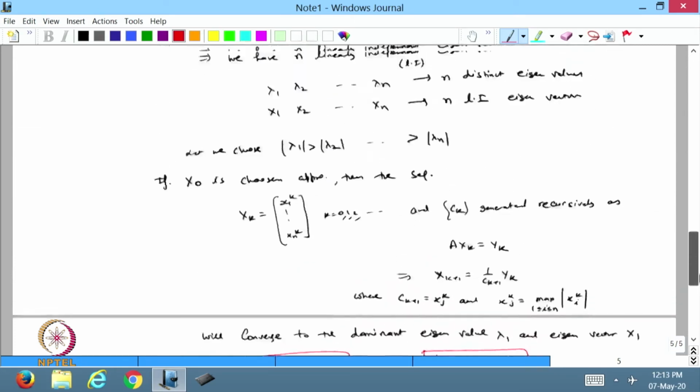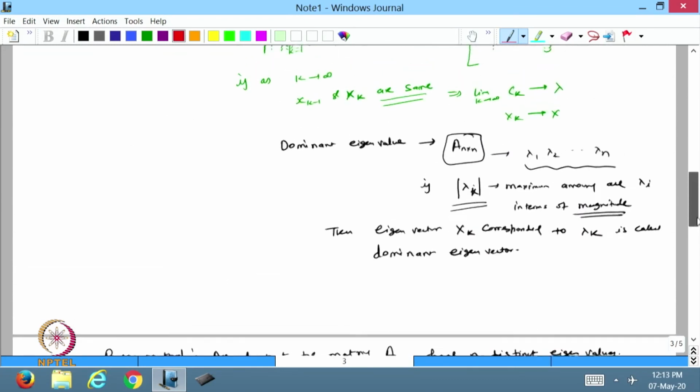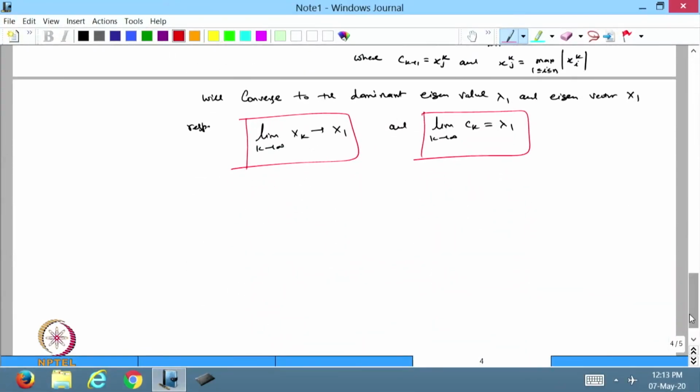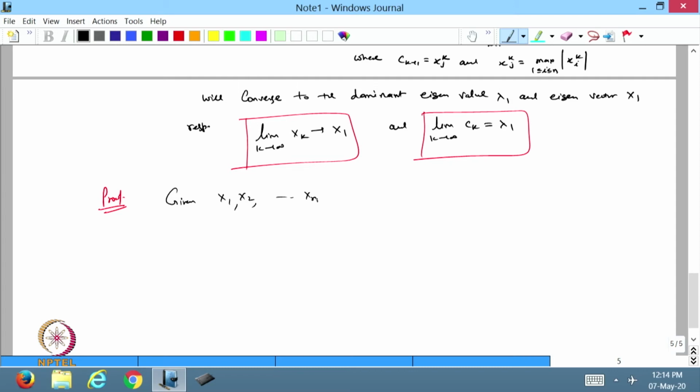I have already explained for a given problem how we can implement this power method. So, that is the statement. Now, we can do the proof of this one. So, proof is quite easy. Now, given that x1, x2 up to xn are linearly independent vectors.